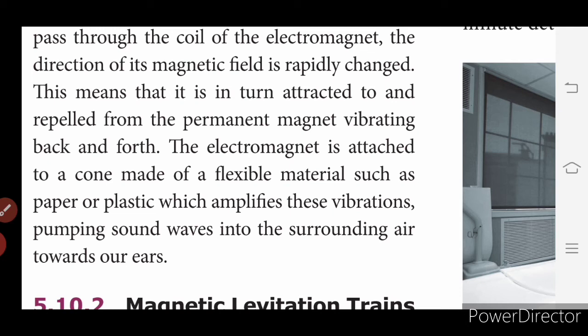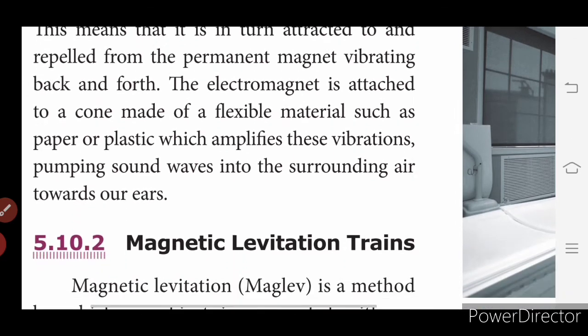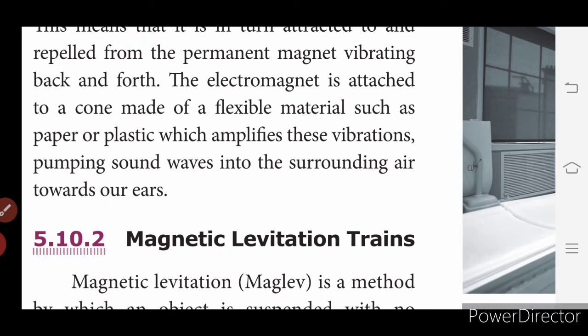back and forth. So the electromagnet is attached to a cone made of a flexible material such as paper or plastic, which amplifies these vibrations, pumping sound waves into the surrounding air towards our ears. So you know, the speaker is in the shape of a cone which helps the sound to vibrate more, which is audible to our ears.